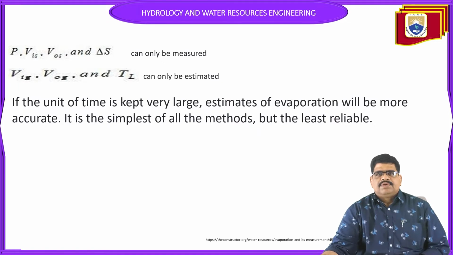So by this we have to apply some of the P, Vs, Va and delta S can be measured and can also be estimated. For a long unit time, the estimation of the evaporation can be more accurate. It is the simplest of all the methods but the least reliable.